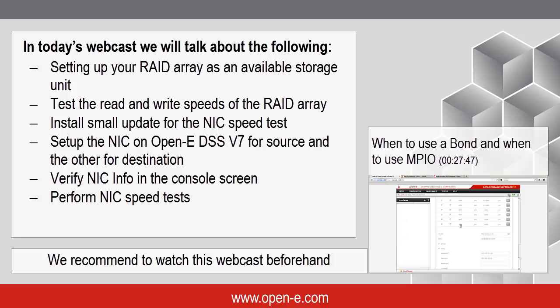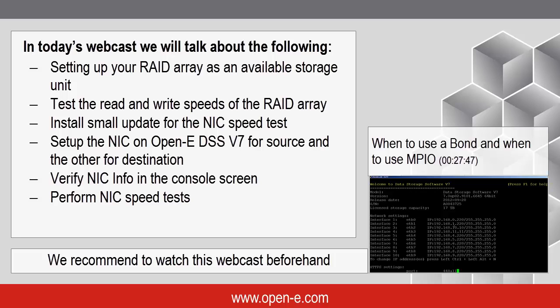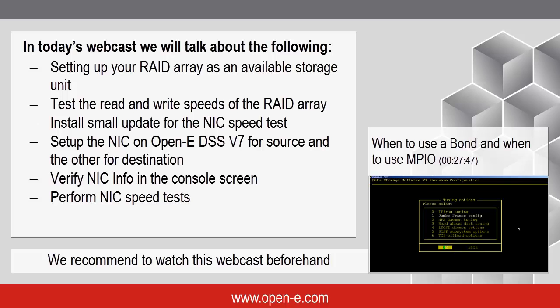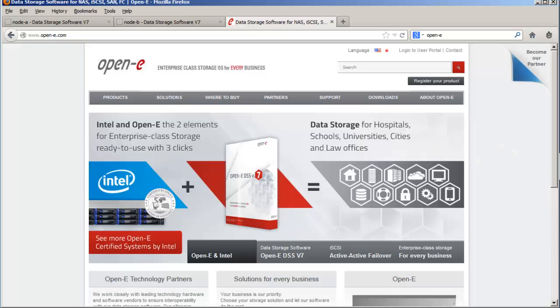And we will verify the NIC info on the console screen. This is an updated area where, instead of you looking at the log file, especially test.log in the ifconfig area, here we'll be able to see if there are any bad packets or dropped packets. Then we're going to perform the NIC speed tests. So let's go ahead and start off with the RAID and get going.